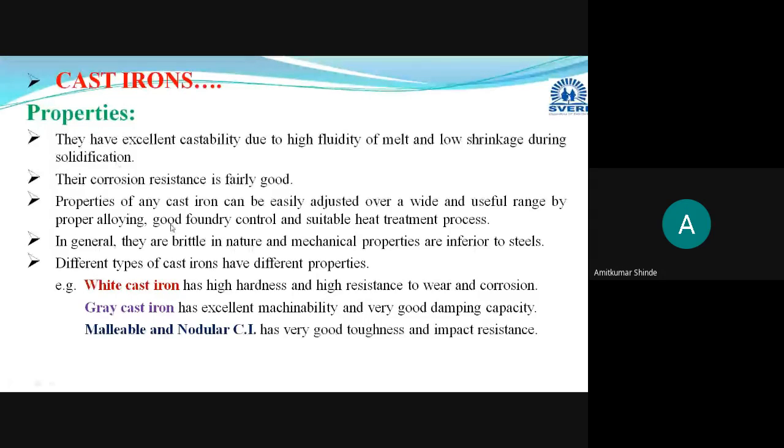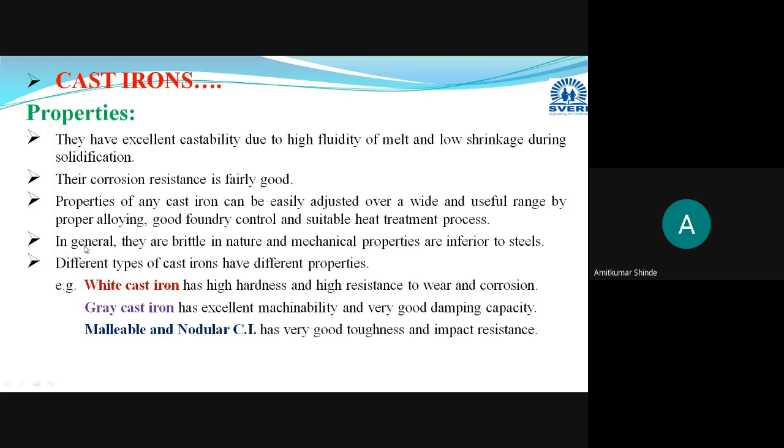Or you can change their properties by doing good foundry control. Foundry control means you have to control whichever casting method you are using for manufacturing the products. You have to control the parameters to change the properties here. And you can use suitable heat treatment processes. Different heat treatment processes are there. Depending on whichever change you want in that material, you can apply different heat treatment processes here. In short, just remember this: depending on our need, you can vary the properties of the cast iron by changing their composition, or by performing different heat treatment processes.